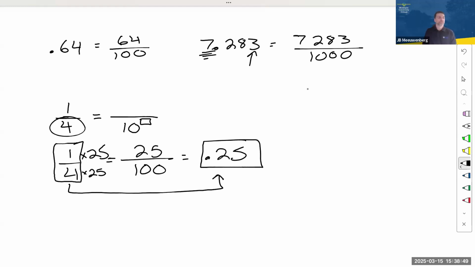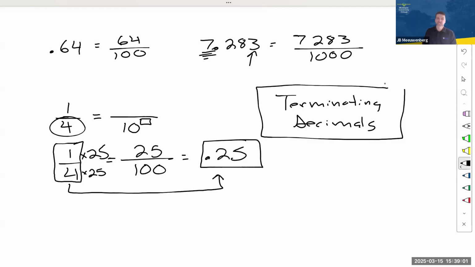Now, these are all examples of what we call terminating decimals. To terminate something means to end it. And all of these decimal numbers came to an end. 0.64, that was the last number we wrote. 7.283, it's done. This fraction, 1/4, it ended right there after 0.25. And so again, that's what we call a terminating decimal.